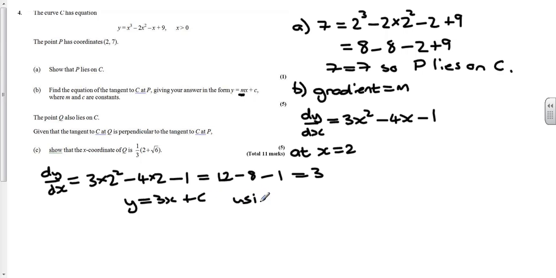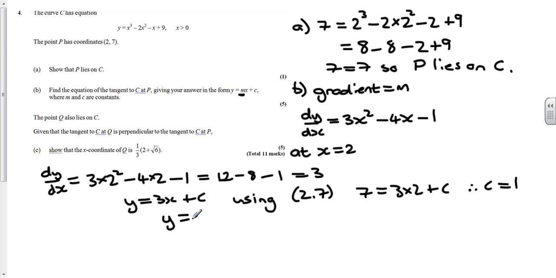So if we use the point (2, 7) again, 7 will be equal to 3 times 2 plus c. So I've put the point into the equation I've got so far, and that tells me that c equals 1, which means we've got y equals 3x plus 1 as the equation of our tangent.